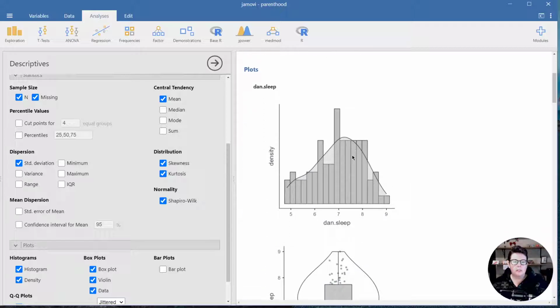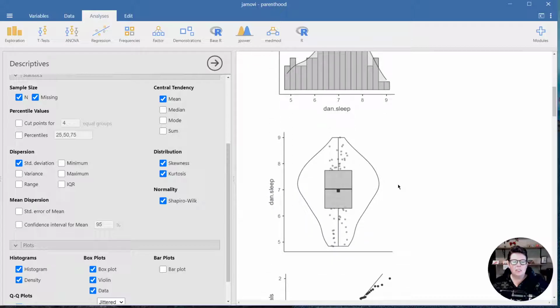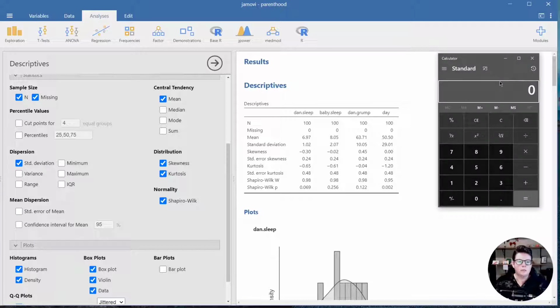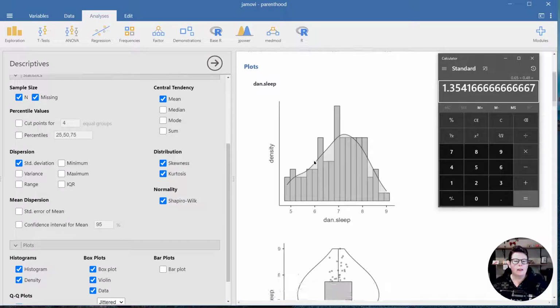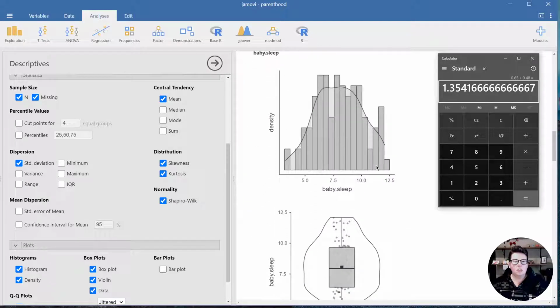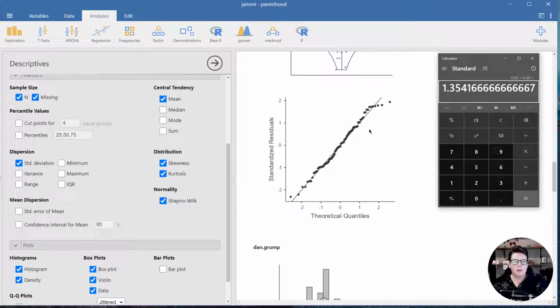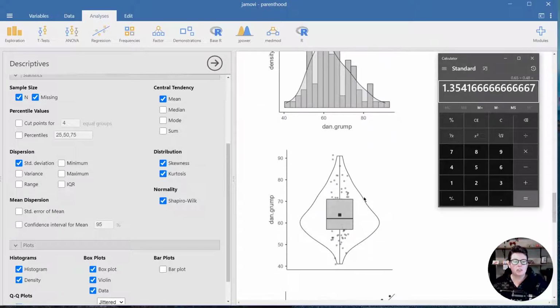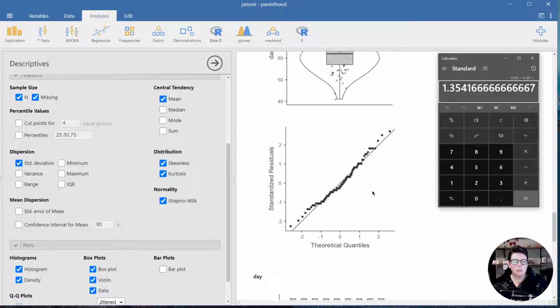So Dan's quality of sleep looks a little negatively skewed, but it's okay. And our Shapiro-Wilks is fine. We could check our skew real quick. 0.30 by 24, 1.25, yeah, we're good. And I think kurtosis is good too. Yep. So Dan's quality of sleep looks not great, but it's okay. Baby's quality of sleep looks decent, and Shapiro-Wilks was fine. QQ plot looks fine. Dan's grumpiness looks a little positively skewed, but QQ looks fine.